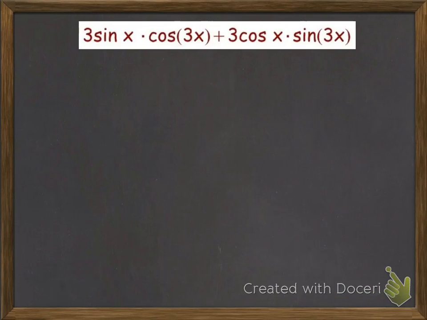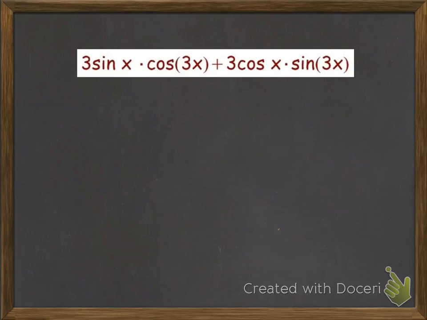This is the last one, and in this one I'm going to be asked to write as a single sine. But if you notice here, I have this 3 in the front here and the 3 in the front here. Without that, I would be able to have my A and my B, but with those 3 in the front, it kind of makes it a little difficult. So what I'm going to do is factor that out.